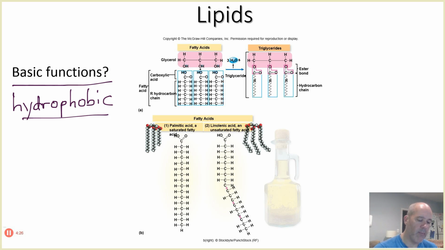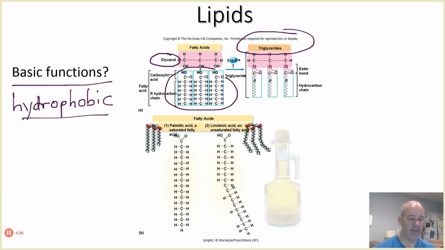All right, now there are different types of lipids, but a lot of lipids fall into this category, triglycerides. And triglycerides are built from, just like carbohydrates are built from monosaccharides, the smaller building blocks of those. Lipids are built from a molecule called glycerol. They're in pink. And these guys down here are examples of fatty acids.